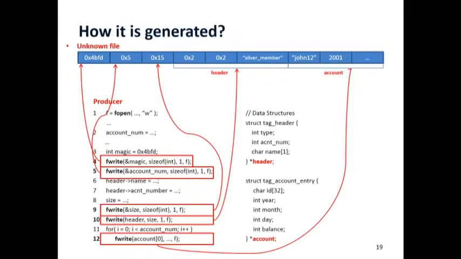We have a producer program. It looks a little bit complex, so I'm going to explain it line by line. So first line, it tries to open a file, which is essentially the unknown file. And line number 2, it calculates the account number. And line number 3, it assigns some constant value. And at line number four, it tries to write the magic variable.